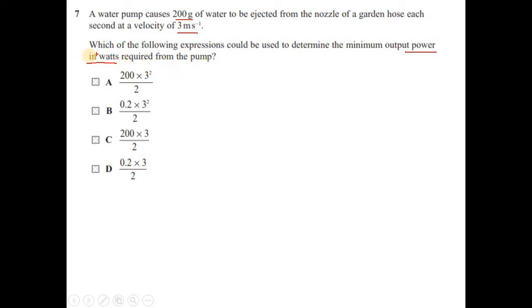So we need to find power in watt. That means we are using SI unit. So the mass should be converted into kilogram. That means it should be 0.2, 200 divided by 1000. 0.2, that means option A and option C are immediately gone.